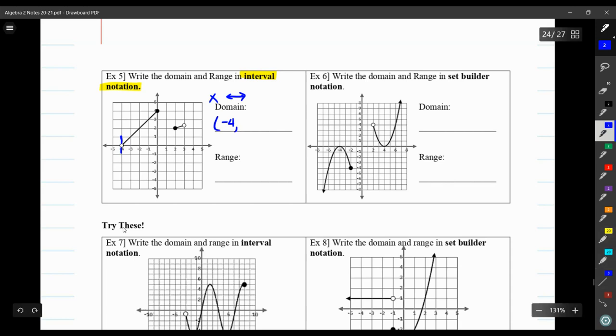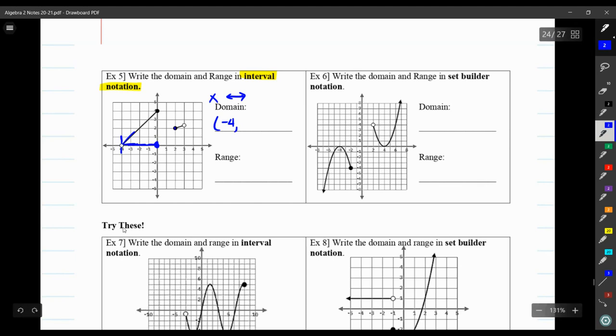Now, if I travel to the right on my graph, I'm going to travel right. I hit this point and I stop here at an x value of 0. And it's a solid circle. So far, this is my domain.